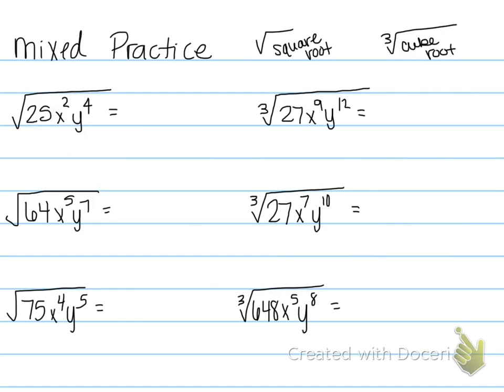Okay, this is going to be a mixed review. You will notice that the 3 problems on the left, in the first column, are all square roots. The 3 problems on the right, the second column, are all cube roots. So when we're solving these, always pay attention to whether there's a 3 there or not.